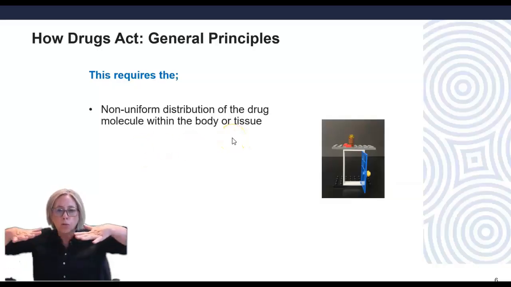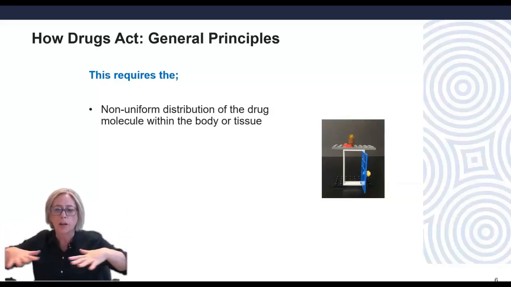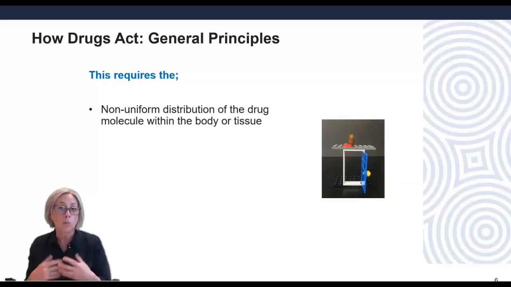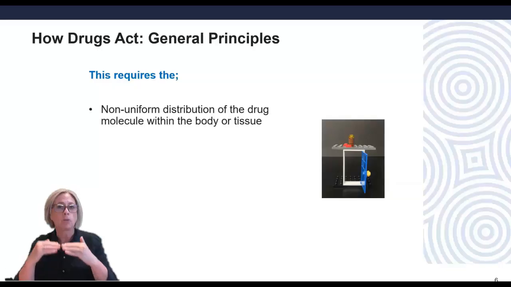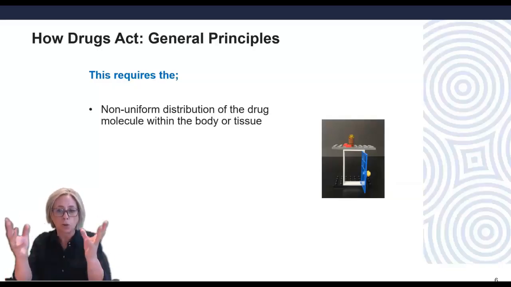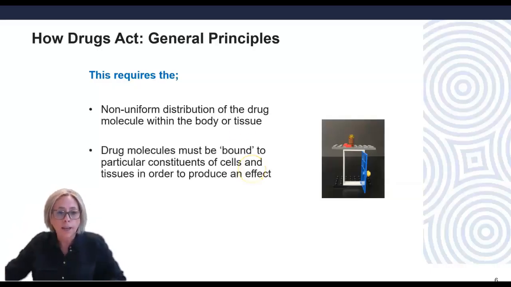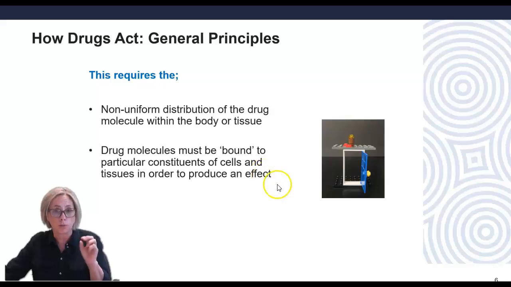So remember, uniform distribution is where, in this case, the drug molecules are evenly dispersed within the body or a tissue. But for example, if you want to design a drug that acts on brain tissue, it needs to be able to cross the blood-brain barrier to accumulate and act on brain tissue. Secondly, drug molecules must be bound to particular constituents of cells and tissues in order to produce an effect.